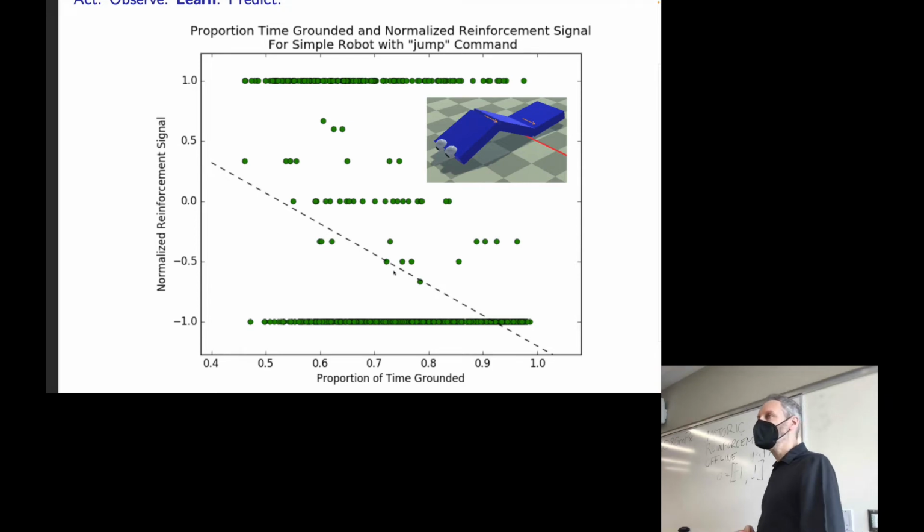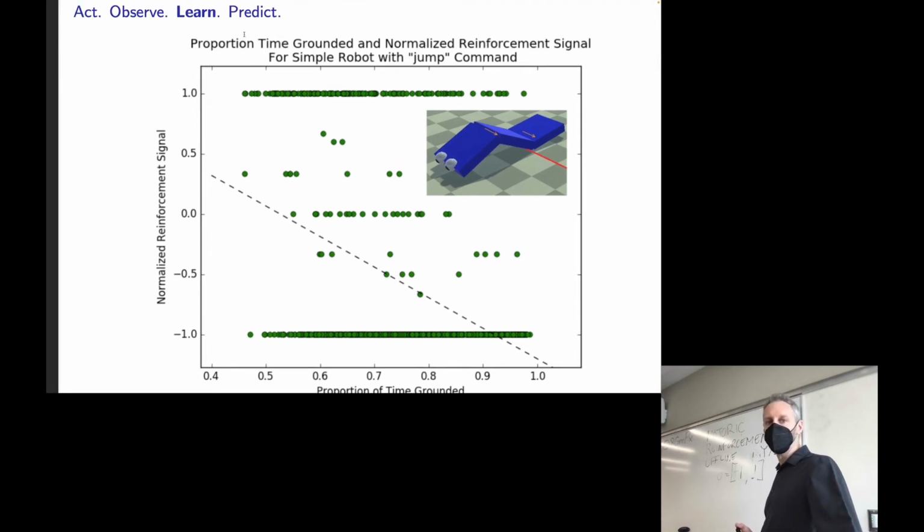And the slope is negative. What is this negative slope telling you? This is the learning part. We're regressing, or learning, this line to try and fit this data. That's like the more proportion of time it's spent on the ground, the more likely it is to get an O value of -1.